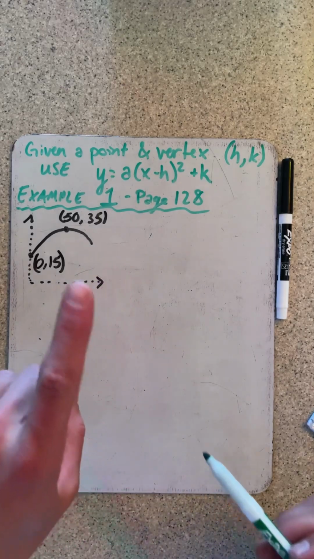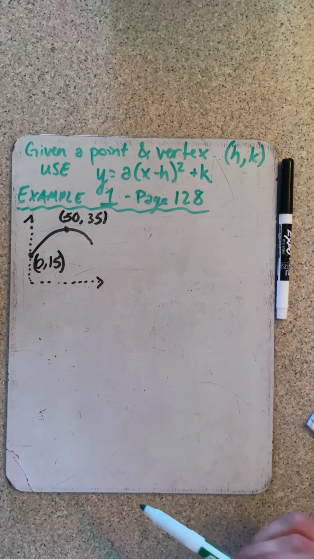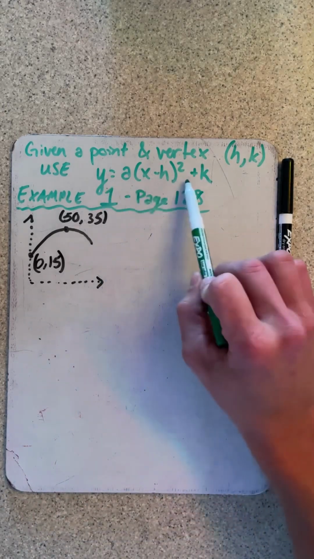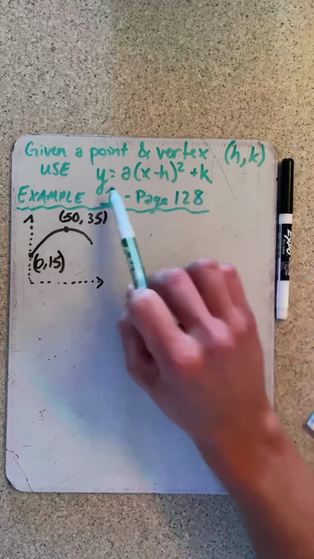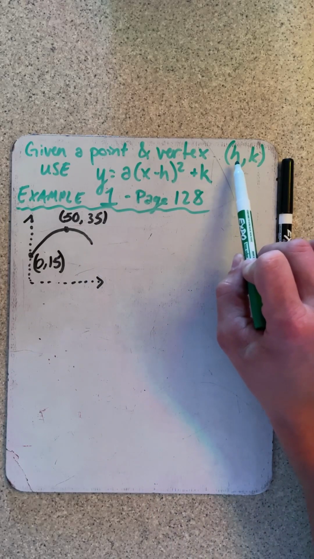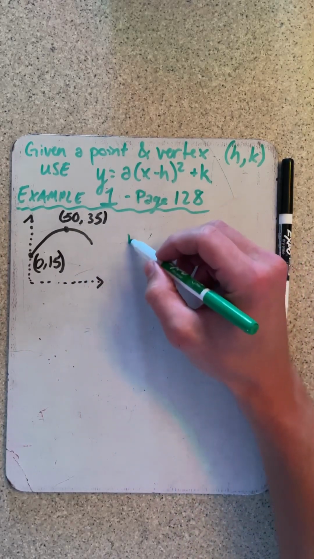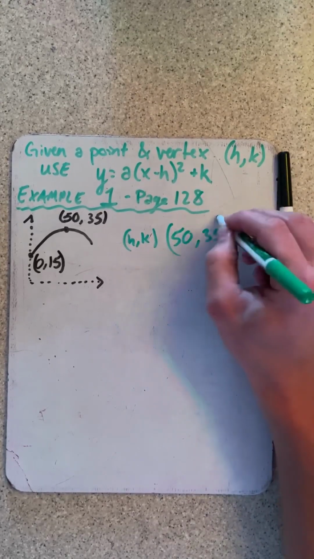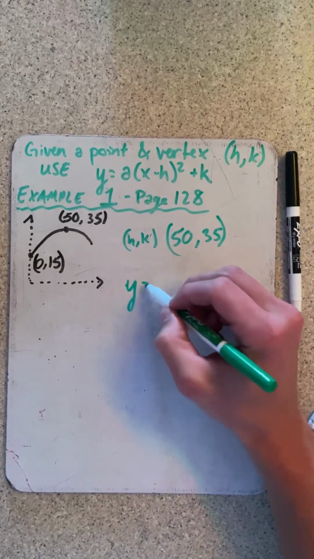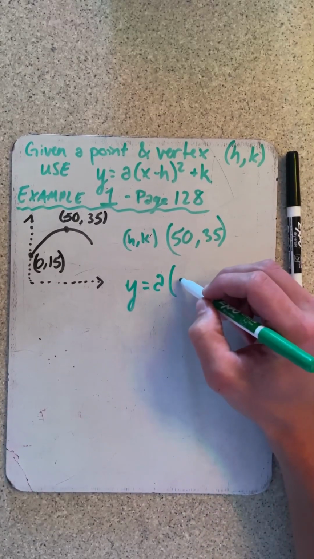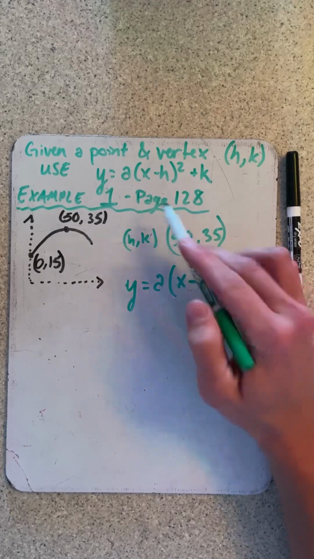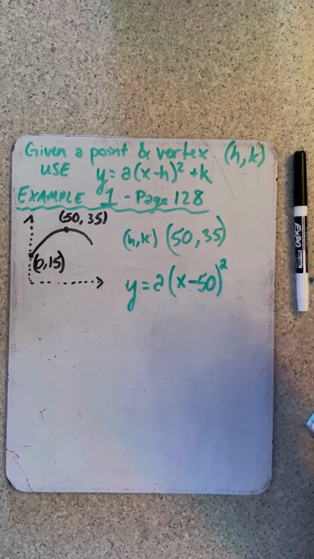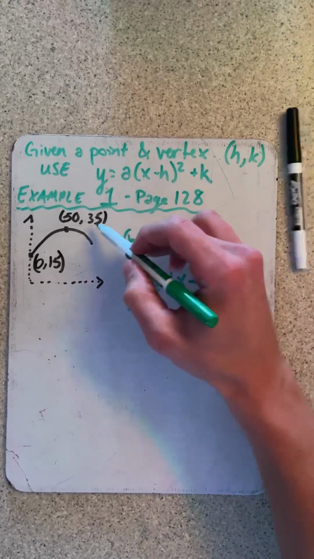So the first thing we have to do is go ahead and write an equation for it. So if you look at your notes, here's where we go from. We have this equation right here. I'm going to go ahead and plug in our vertex, h comma k. This right here is my vertex. H comma k is 50 comma 35. Okay? So y equals a, open, x minus h, in this case 50, squared, plus k, 35.